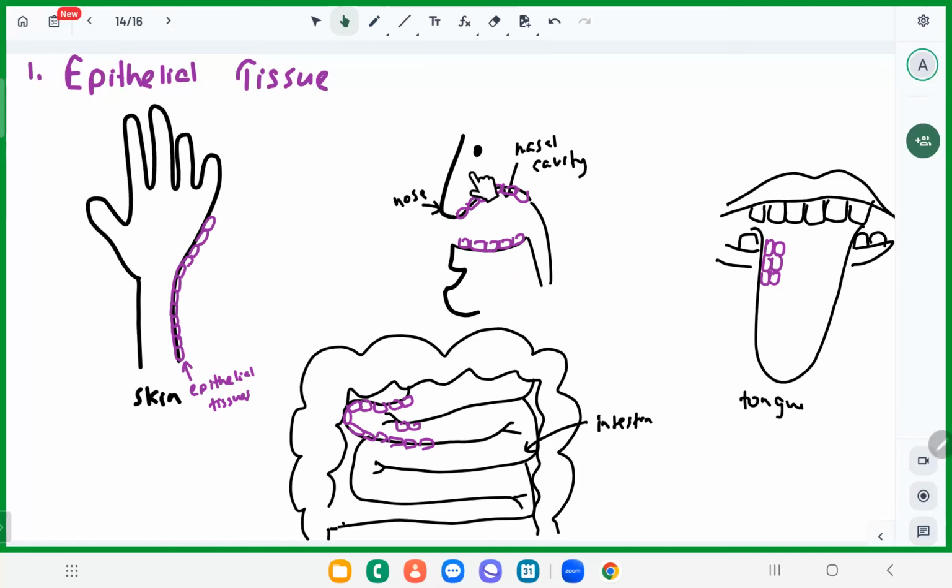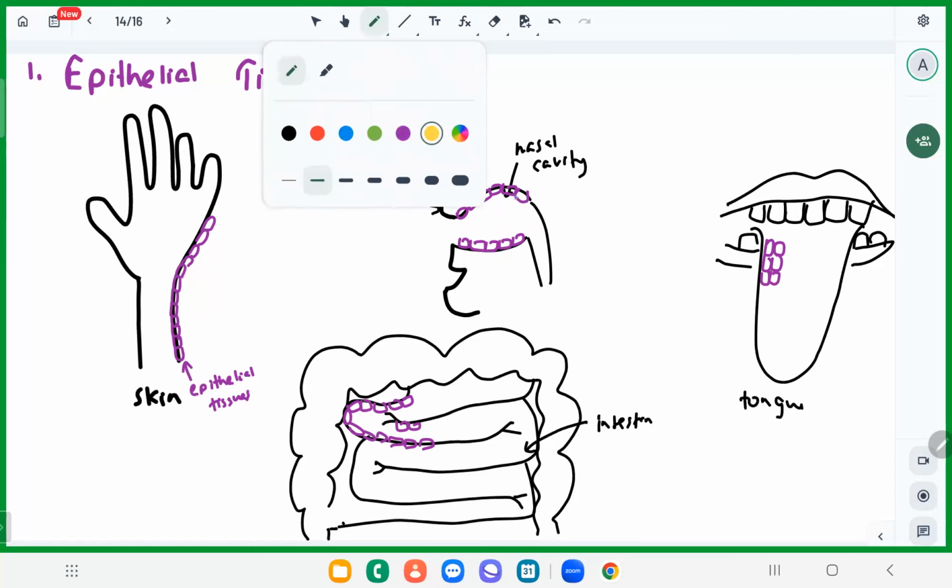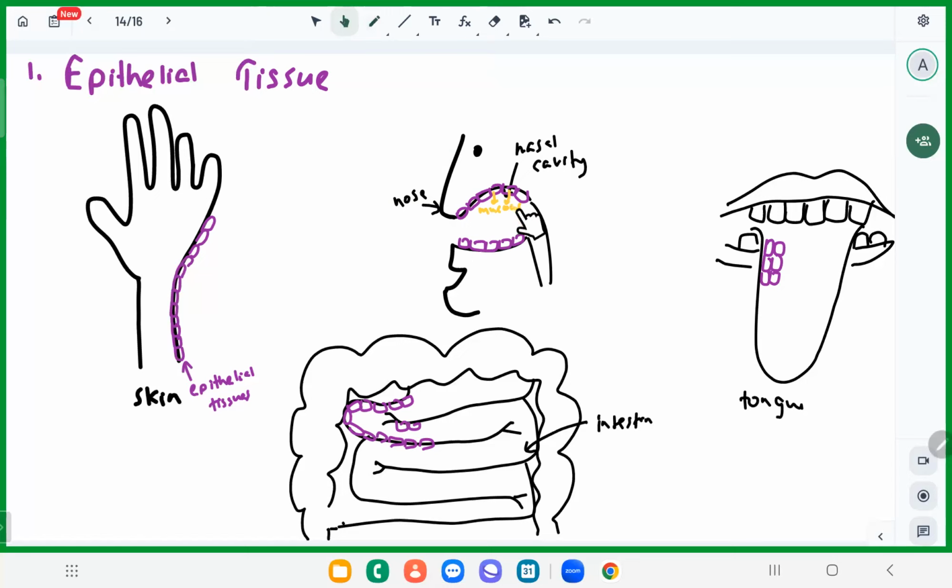For example, in the nasal cavity, this epithelial tissue has a secretory function where these epithelial tissues release something called mucus. All of you have heard of mucus when we've learned about the respiratory system. So this mucus in the nasal cavity and the whole respiratory tract is produced by these epithelial cells in the nasal cavity. So in addition to having a protective function, these specific epithelial cells also have a secretory function. They secrete mucus, right?